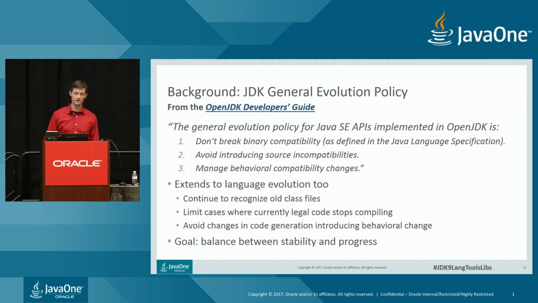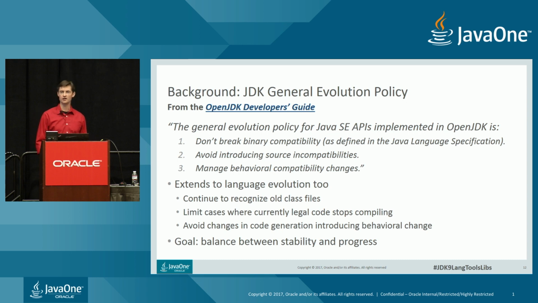So the fundamental policy we have about the JDK is managing compatibility in a sensible way. The general evolution policy is we don't want to break binary compatibility as defined in the Java language specification. That means we want programs that link today to be able to link tomorrow. We want to avoid introducing source incompatibilities. That is where programs stop compiling, or if they compile, they mean something different. And we want to manage the behavioral compatibility, what a method does when you call it.